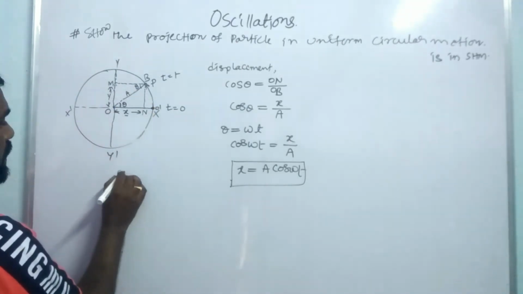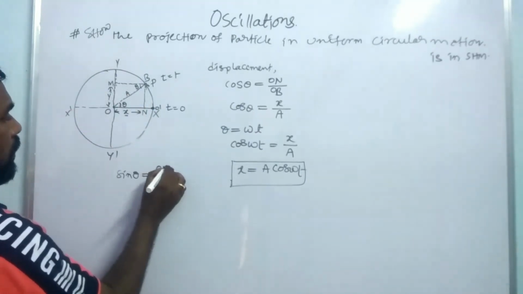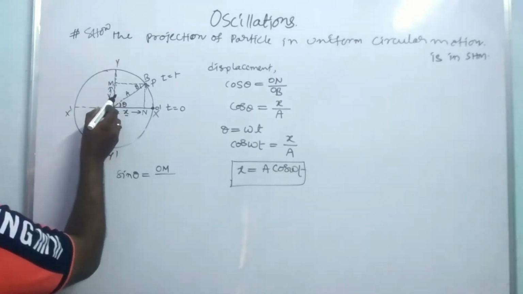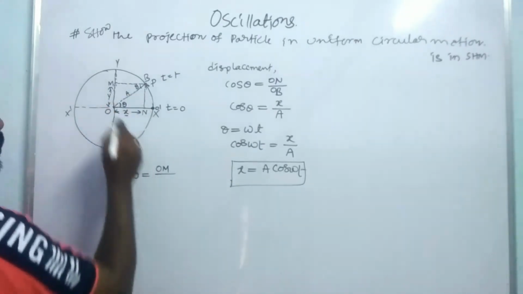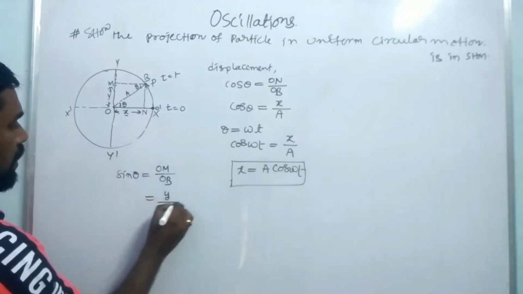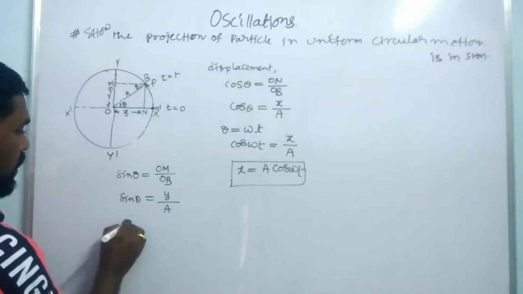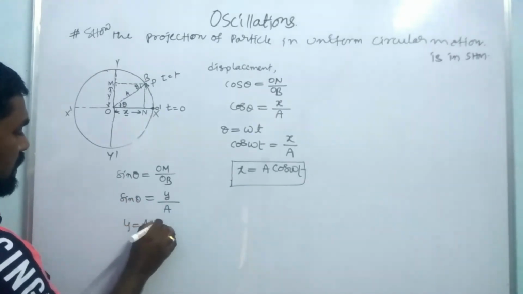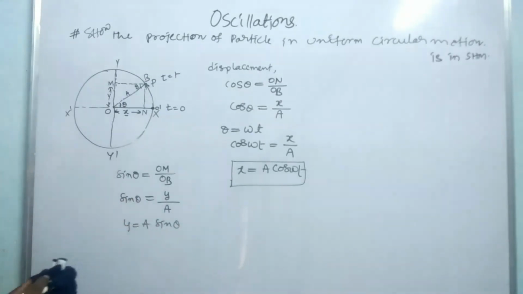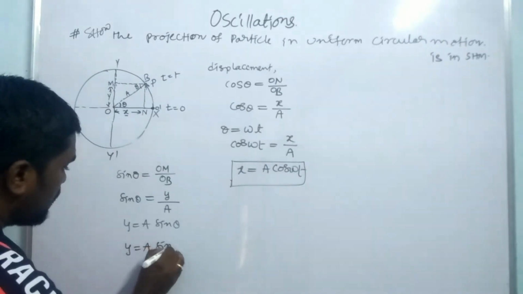So sin theta is equal to opposite by hypotenuse. From this triangle, that is OM by OB. So you can write that OM, which is y, by OB, which is a, is sin theta. So y is equal to a sin theta here, but theta is equal to omega t. Clearly you can write that y is equal to a sin omega t.